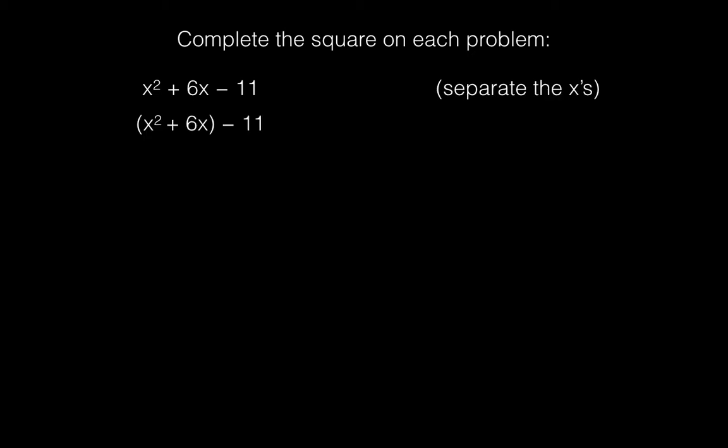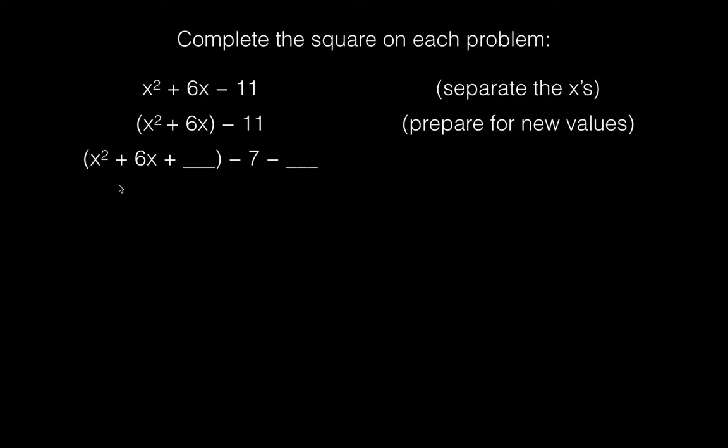So again, separate your x's, add your blanks, look at this number here, plus 6 becomes plus 3. You're squaring that 3, that's your hint, which becomes a 9. If I put a 9 there, I must put a 9 there, and -7 and -9 work together to make -16. That's it. Again, it's a simple process, it's a very direct process. You just have to make sure that you practice it.